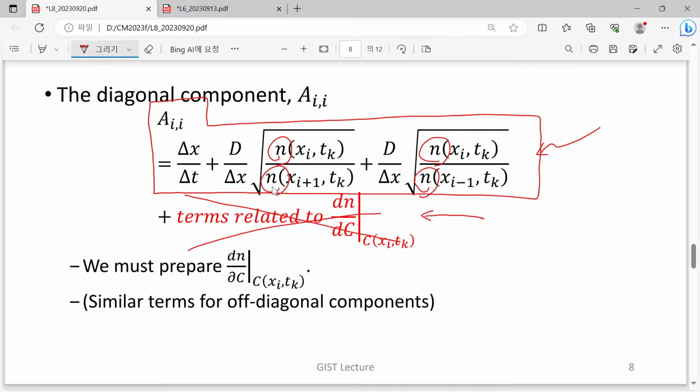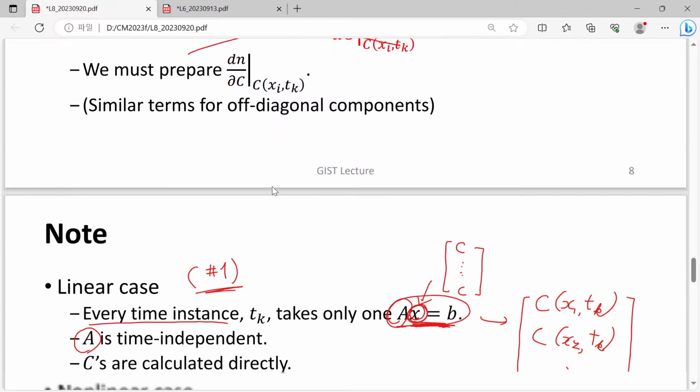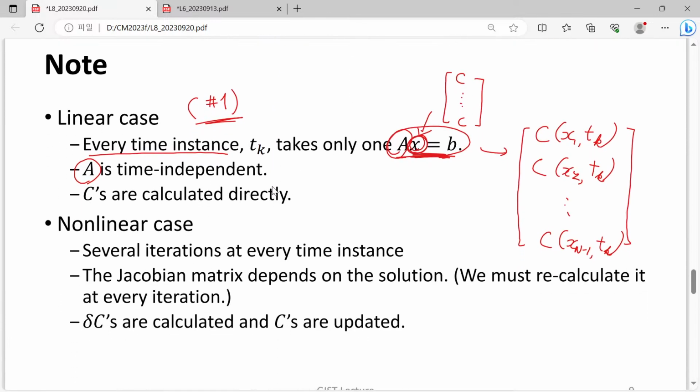So when you have a change of your C, then you must recalculate your n. So every time you have a different Jacobian matrix. So that is a big difference. And yes, in the previous case, we had calculated C values directly.